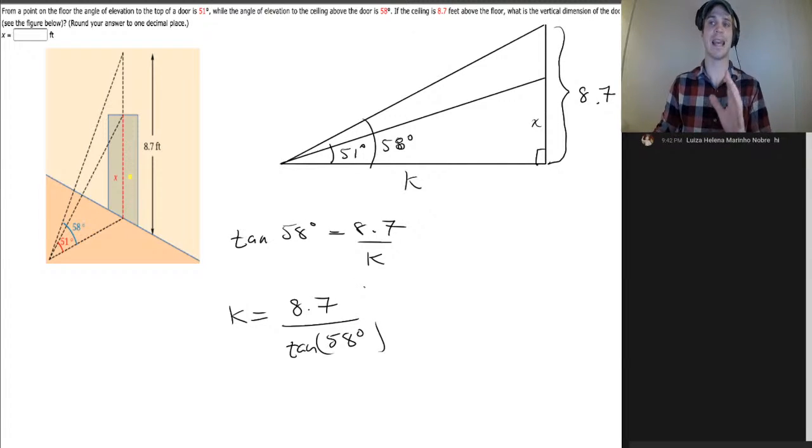We actually don't need k as the answer. We're looking for x. I just need k to get to x. So I'm going to leave k just like this.